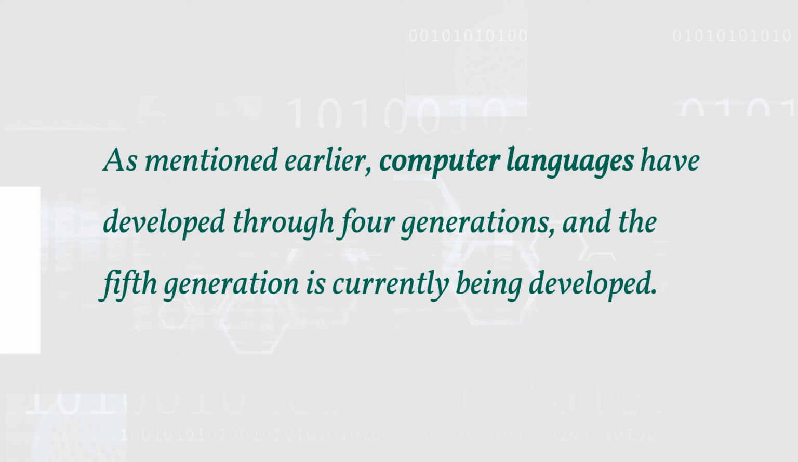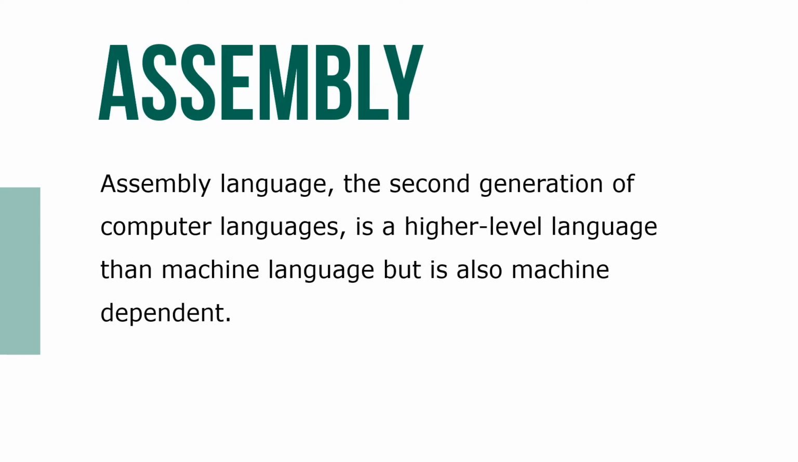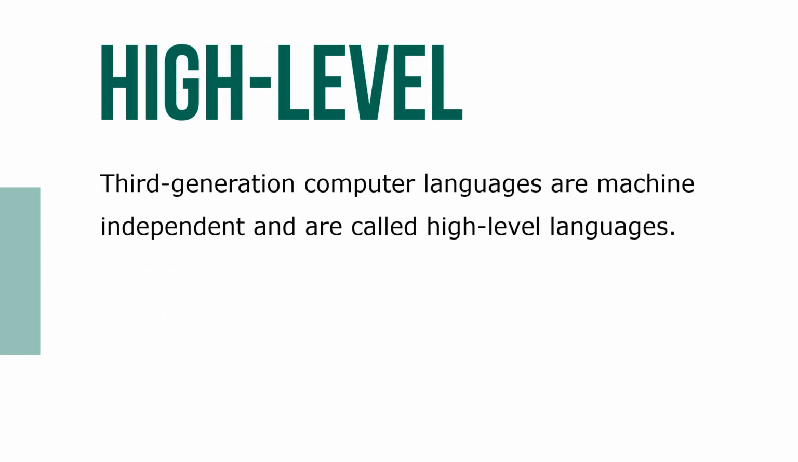Computer languages have developed through 4 generations, and the 5th generation is currently being developed. The first generation of computer languages, machine language, consists of a series of zeros and ones representing data or instructions. Assembly language, the second generation of computer language, is a higher level language than machine language, but is also machine dependent. The third generation computer languages are machine independent and are called high-level languages.